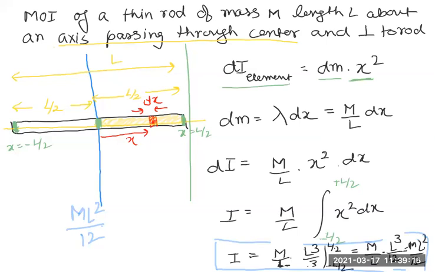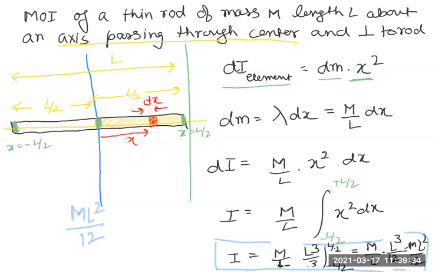Can you take a different axis? No, you cannot. Why? Because for the same object, and this is very weird, it is very difficult to digest. It is very difficult to mathematically understand. Physically, you can understand very easily.